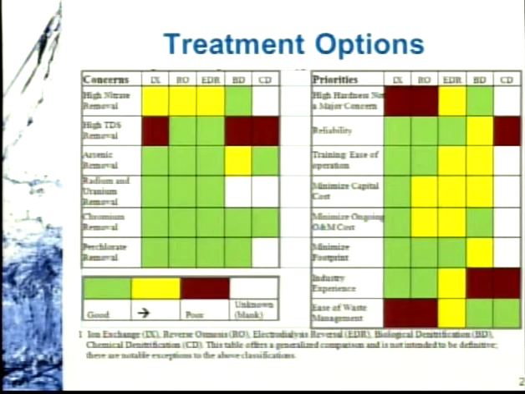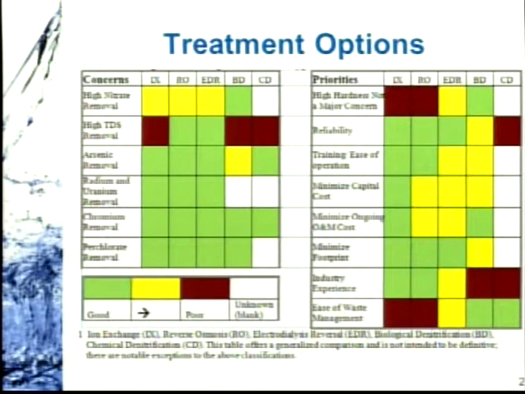Nitrate removal, dealing with TDS, arsenic, radium and uranium, chromium, certainly on the minds of a lot of people these days, perchlorate, dealing with hardness, what are the issues in terms of reliability, how much training or operational complexity do they have, what are the costs in terms of capital and O&M costs, their footprint constraints, what's our experience as a water community in dealing with these things, and then what's the ease of dealing with the waste.